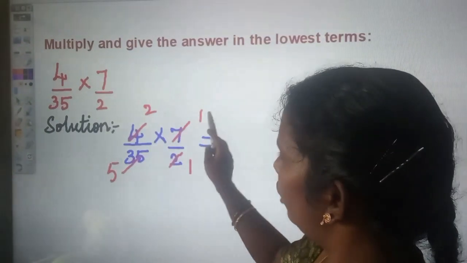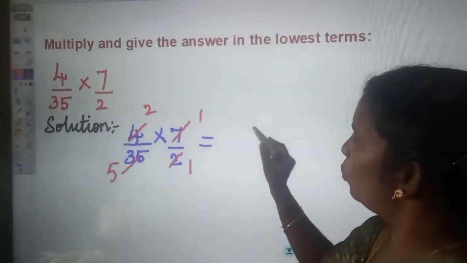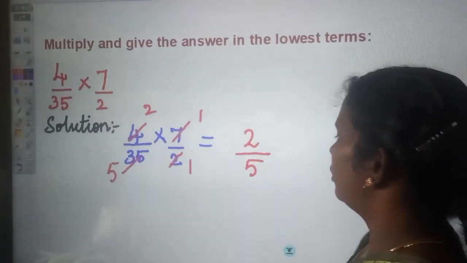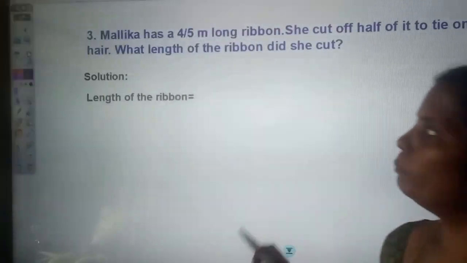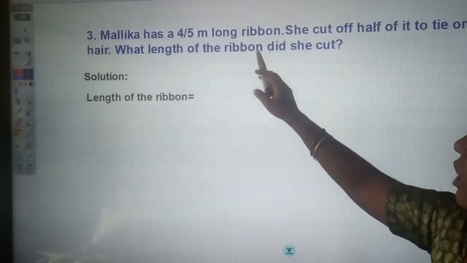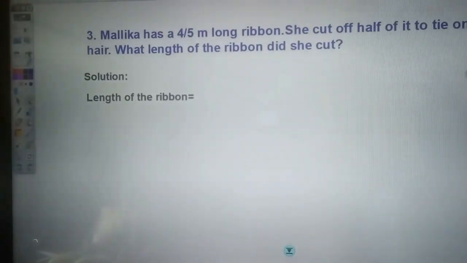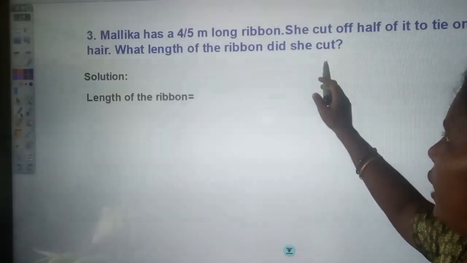Now we are going to multiply the numerator in the numerator and write the denominator in the denominator. 2 1s are 2, 5 1s are 5. And the answer is 2 by 5. Is it clear, ma? The next sum is the word problem. Mallika has a 4 by 5 meter long ribbon. She cut off half of it to tie on her hair. What length of the ribbon did she cut?